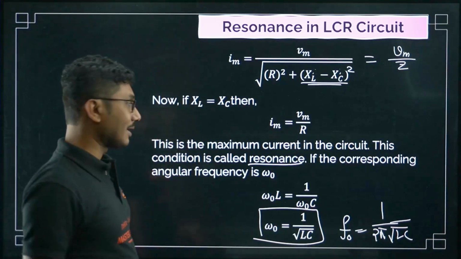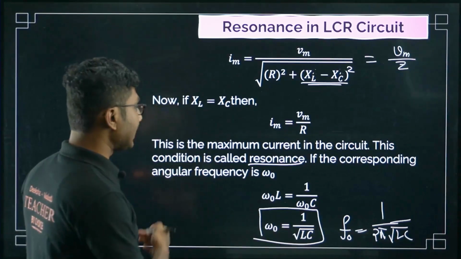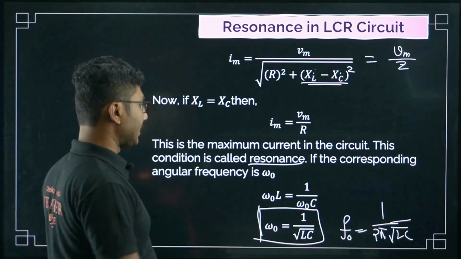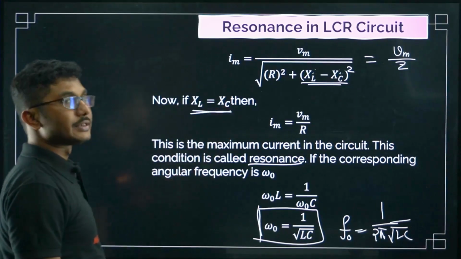Maybe not this year, but in future years, whenever you are appearing for KCET, you have to be aware of what the formula for resonance is and when it is happening. So resonance is happening when XL becomes equal to XC.